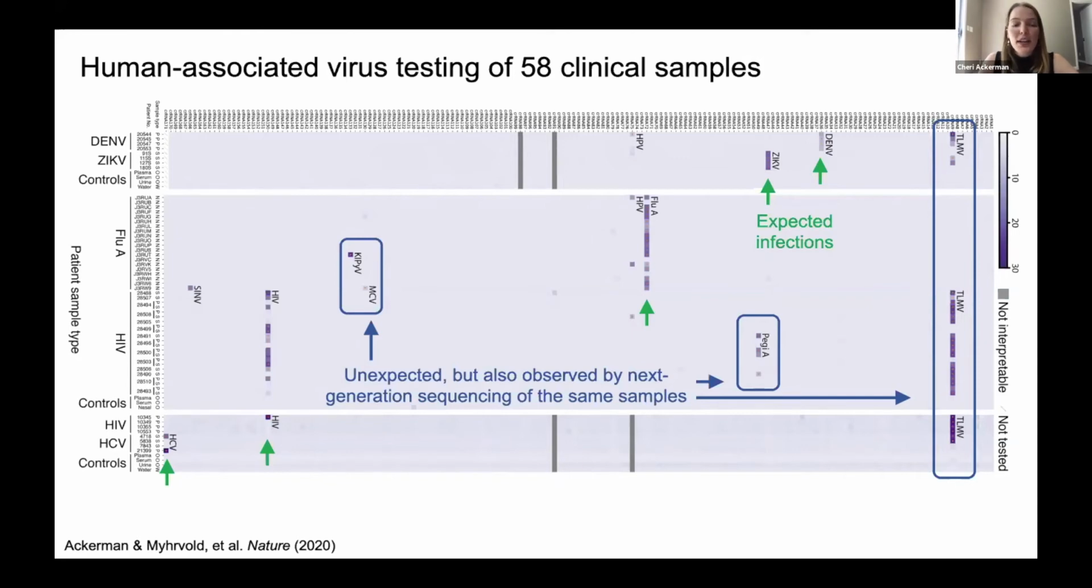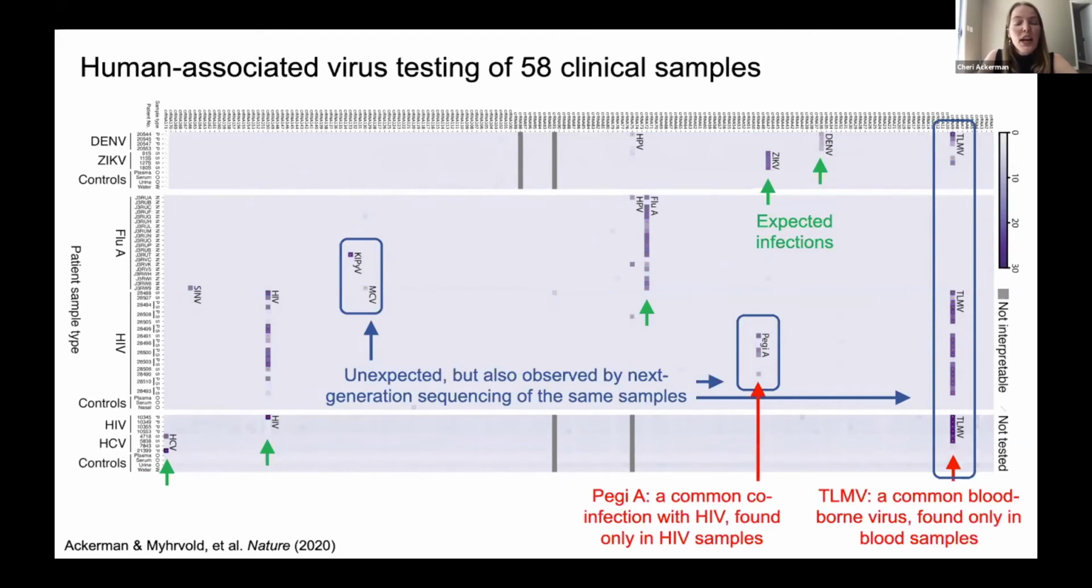And then finally, we can ask if the presence of these viruses makes biological sense. Just because sequencing can see them, just because CARMEN can see them, should they even be there? And what was kind of cool is that the answer is yes. So for example, Pegivirus A is a common co-infection with HIV, and we only observed that in HIV samples. And TLMV, which is Torque teno-like minivirus, is a very common blood infection. It doesn't have any symptoms, so nobody really knows if they have it. And we see it only appearing in the blood samples. We don't see it in the flu samples, which are throat and nasal swabs.